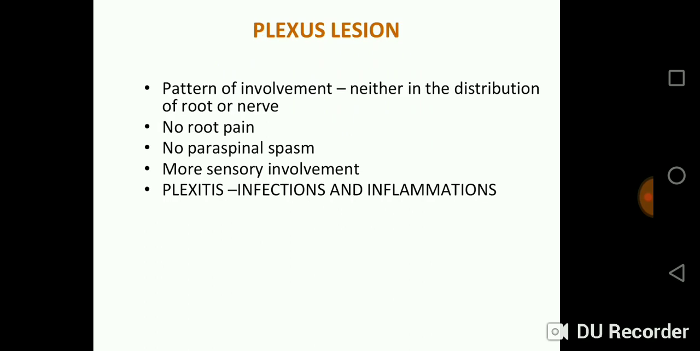The plexus lesion is characterized by more sensory involvement. The pattern of involvement is neither in the distribution of root nor nerve. There is no root pain, no paraspinal spasm. Typical example is plexitis secondary to infections and inflammations.